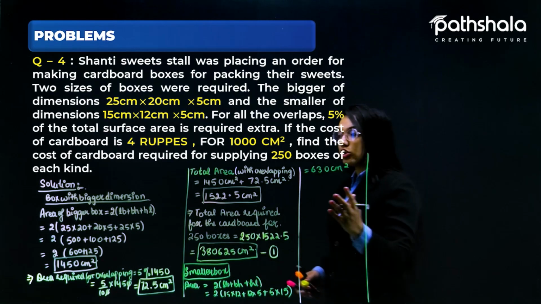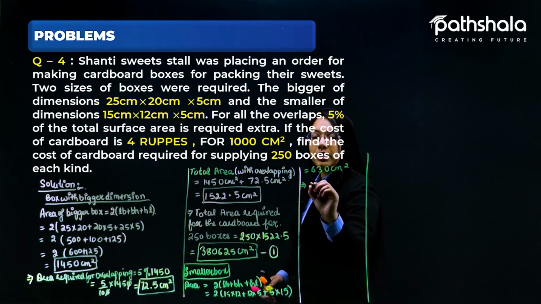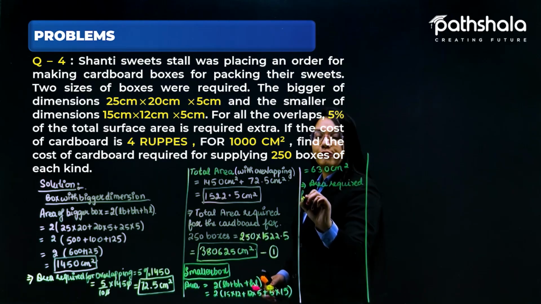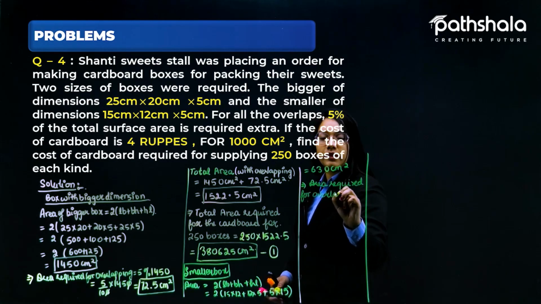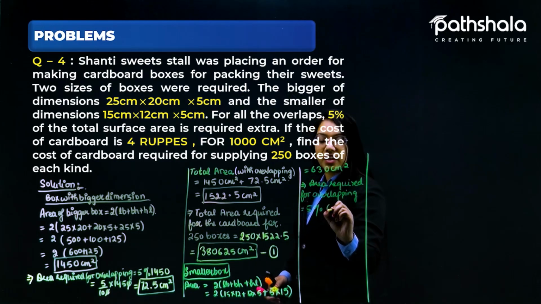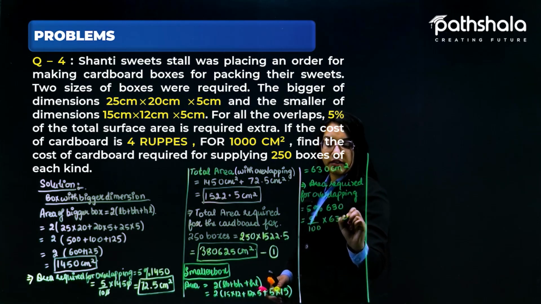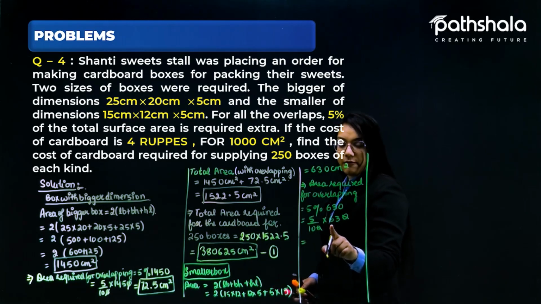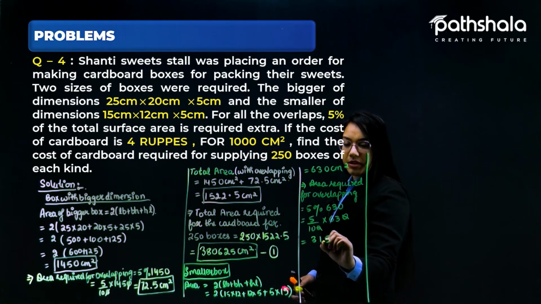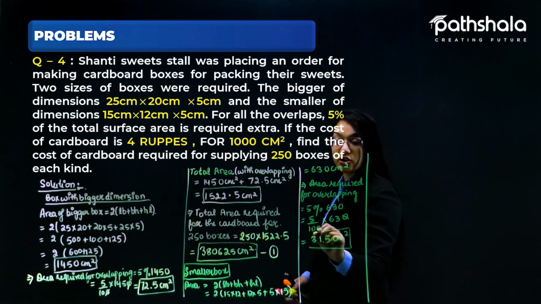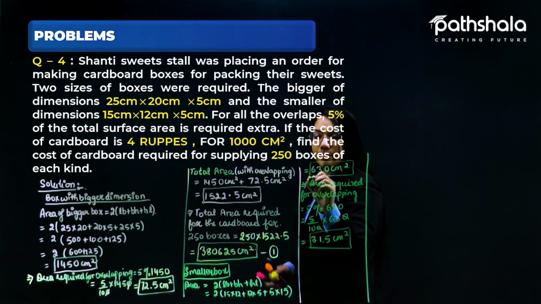Now let's talk about the area which is required for overlapping. So the area required for overlapping was 5% of the total surface area, that is 630. So this would be 5 by 100 into 630. Now 0 and 0 get cancelled with each other. This would be 315, meaning 31.5 centimeter square is the area which is required extra.